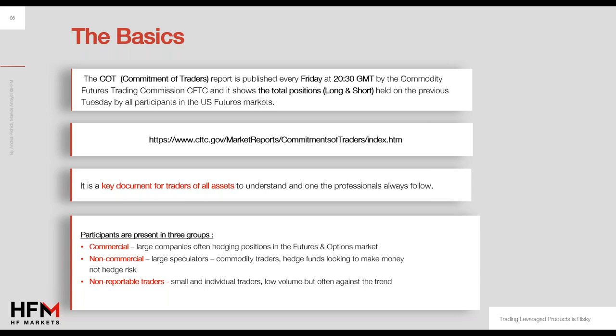It is published on a weekly basis by the Commodity Futures Trading Commission in the US, and I have put the link in so you can find it. It's a report posted every Friday at 8:30 GMT by the Futures Trading Commission. What it actually does is present the total positions held on the previous Tuesday by all participants in the US futures markets.